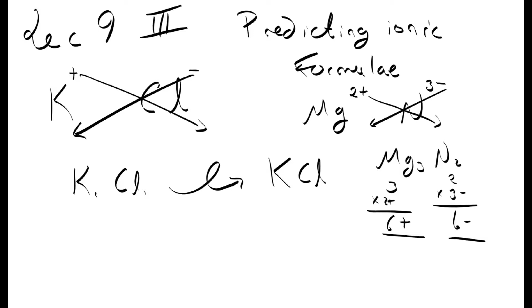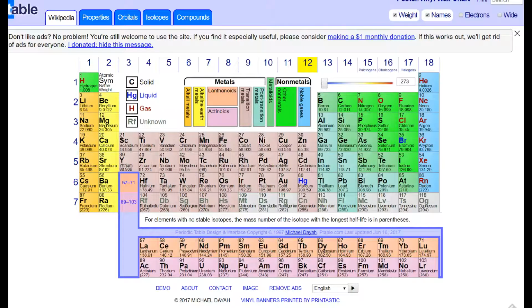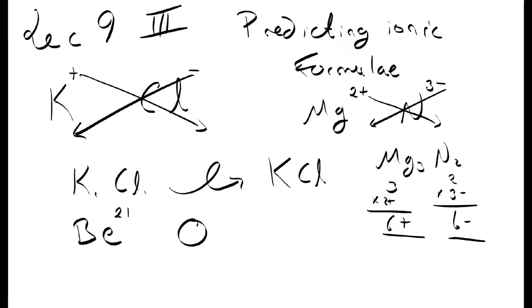But I want to give you another example real quick. Let's go with beryllium and oxygen. We hop back over to the periodic table. Here's beryllium. It's at the top of the alkaline earth metals. It's going to give it a positive 2 charge. Oxygen is Mr. Chalcogen. 1, 2. Oxygen takes a minus 2 charge. 2 plus, 2 minus. We cross the streams. And that gets us Be2O2.